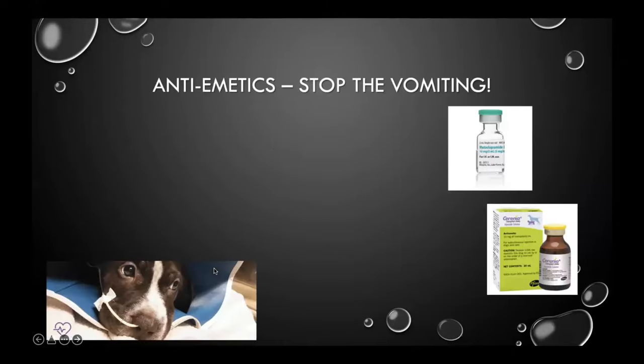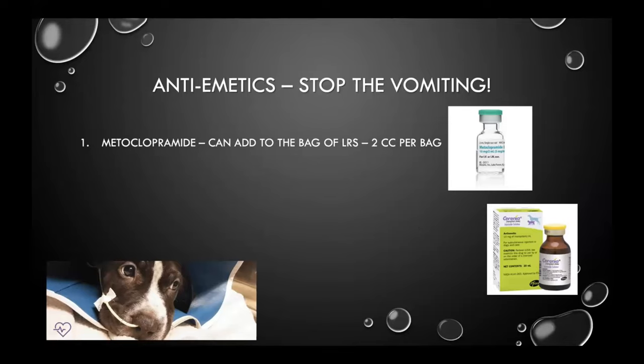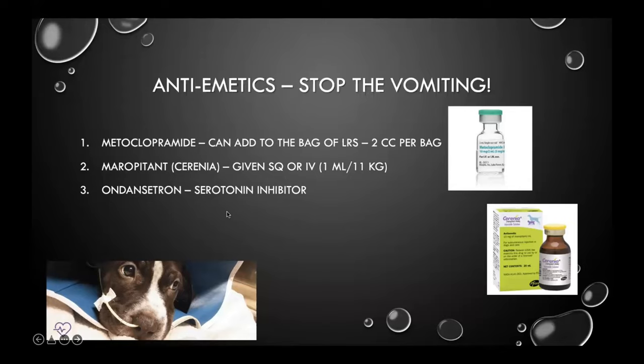And then you want to give them some antiemetics to stop the vomiting. So, metoclopramide, you can add it to the bag of fluids, you can give it subcutaneously, you can do an IV, or I usually put it in the bag just to let it run continuously if we're doing IV fluids, and it's 2 cc's per liter bag. Cerenia or maropitant can be given subcutaneously or IV. You can use both of those together if they continue to vomit. There's another drug, ondansetron, you can use. It's a serotonin inhibitor.